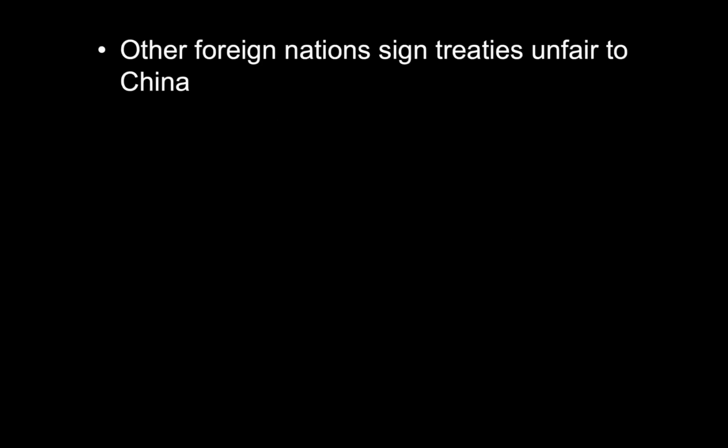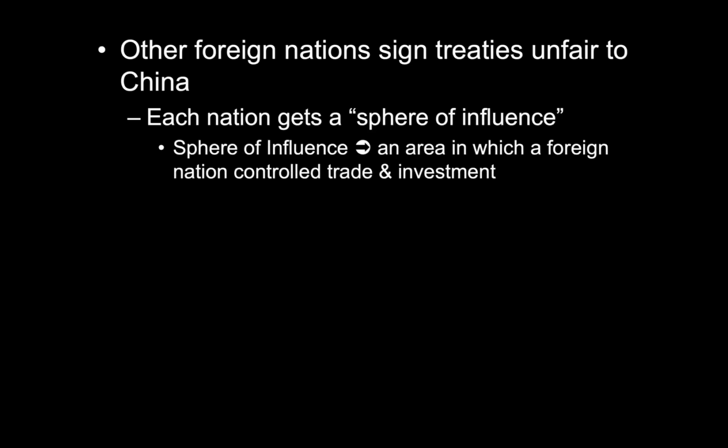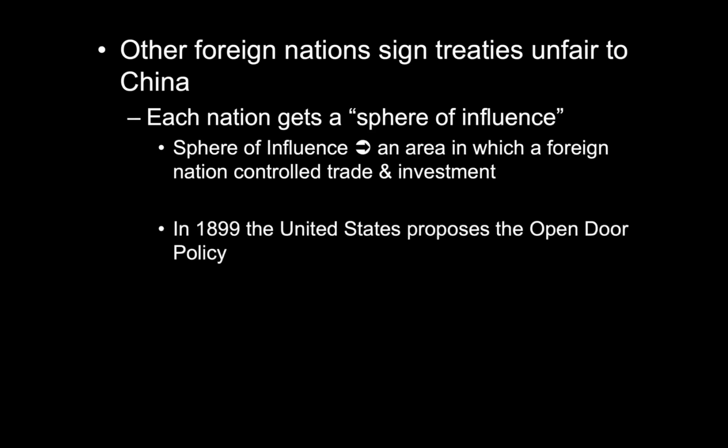So there's going to be other nations coming in to sign unfair and awful treaties. That's going to include the United States, okay? And each nation is going to get a sphere of influence, a region of China that nation gets to trade in more than other nations. So in 1899, the United States is going to become a little bit of a peacemaker for the Europeans, not for China. And the United States is going to propose the open door policy. This is something that Theodore Roosevelt is going to propose.